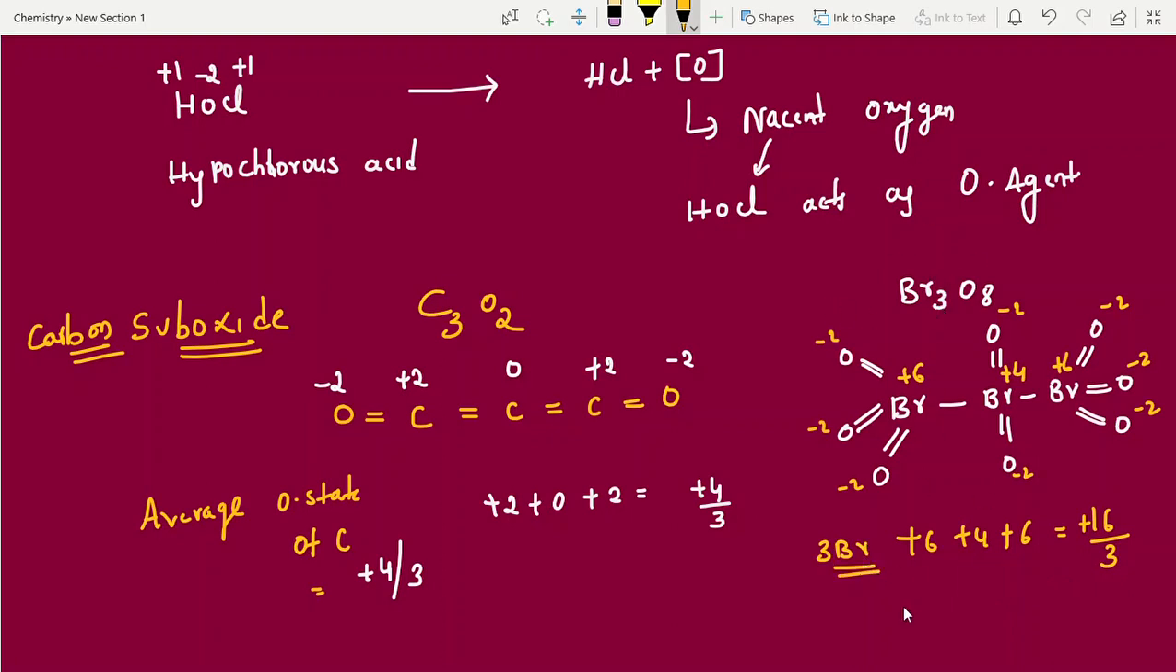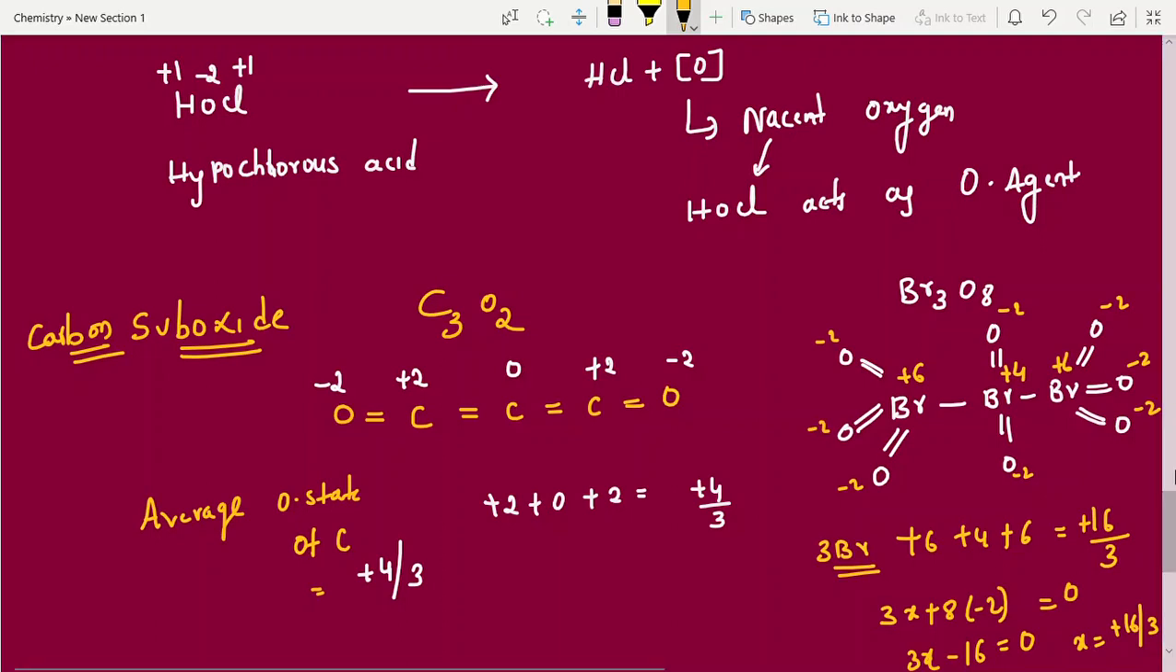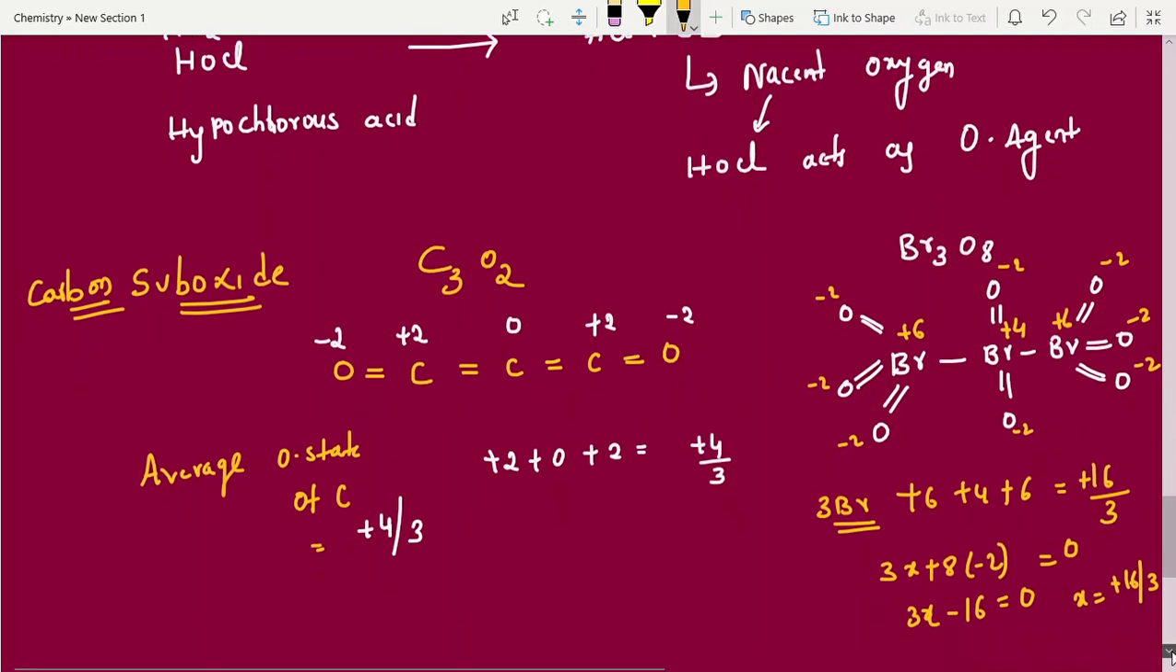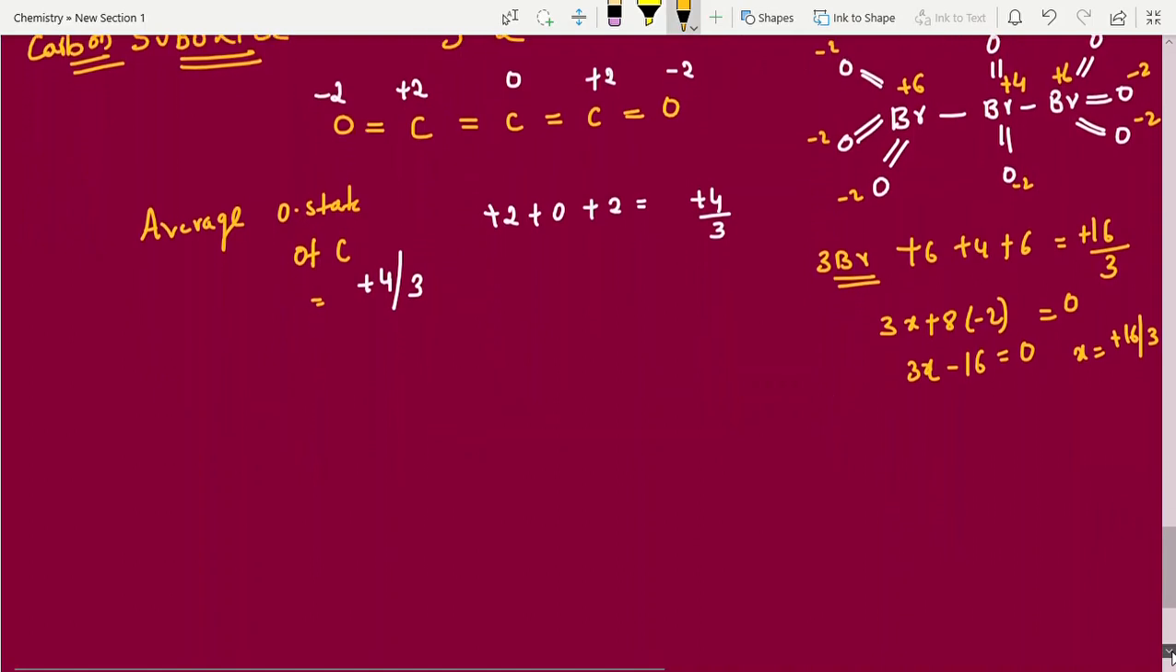Here take it as 3x. 3 bromines, 3x plus 8 times minus 2, each oxygen minus 2, is equal to 0. 3x minus 16 equal to 0. Then x equals 16 by 3. That's it, your answer. Clear? Any method you can follow. But these two are frequently asked questions in competitive exams. Okay. Now, next example.